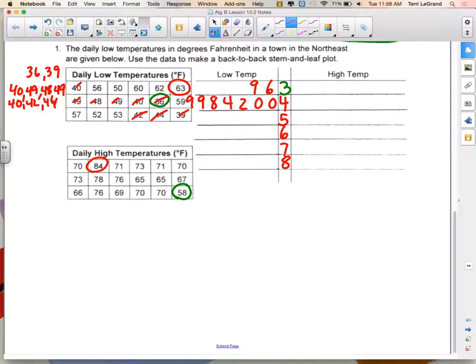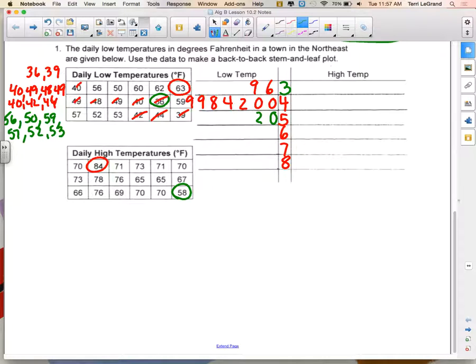Okay. Do we have any in the 50s? Yeah, we got a few of them in the 50s. Here we got a 56, we got a 50, we've got a 59, we got a 57, 52, and a 53. Okay, what leaf is coming first? 0. What leaf is next? 2.